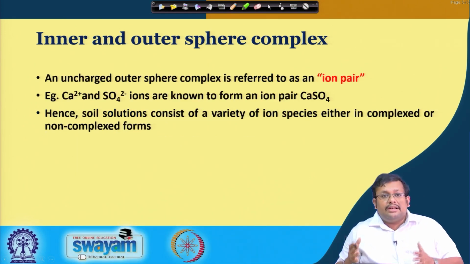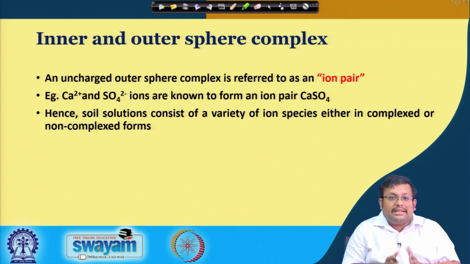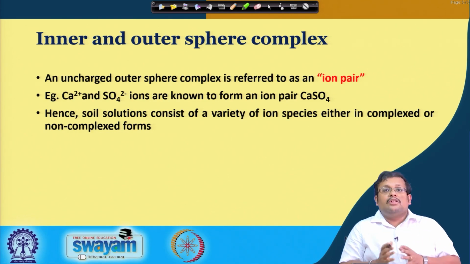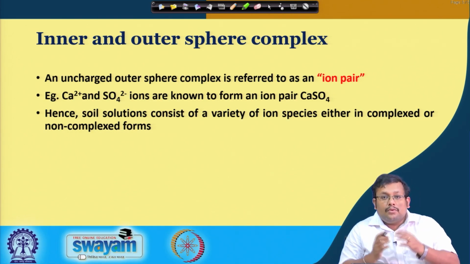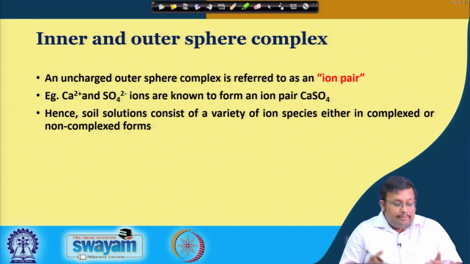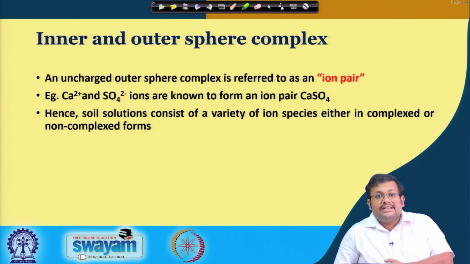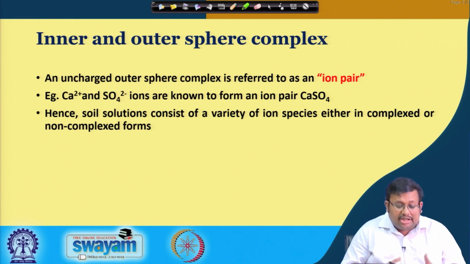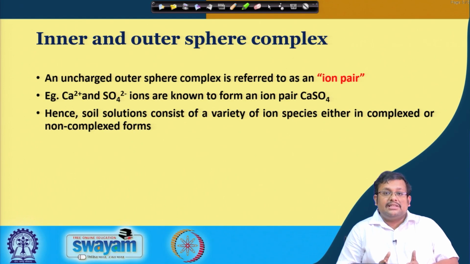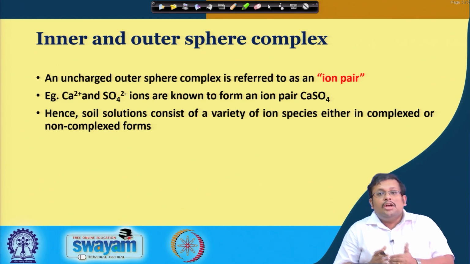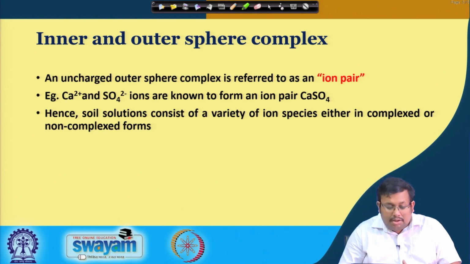In case of inner sphere complex and outer sphere complex, remember that an uncharged outer sphere complex is referred to as an ion pair. For example, in case of calcium and sulphate, the ions are known to form an ion pair of calcium sulphate. So, soil solution consists of a variety of ion species either in complex or non-complex forms.